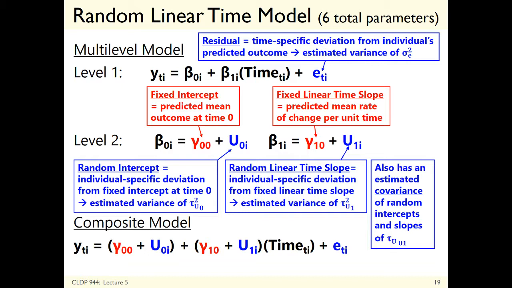That is another pile of variance. That is another level 2 source of variation. That is another way people differ from each other. That is my random linear time slope variance. That U1 is my random linear time slope for this person. It is there to convey the idea that the model has an estimated time slope variance.